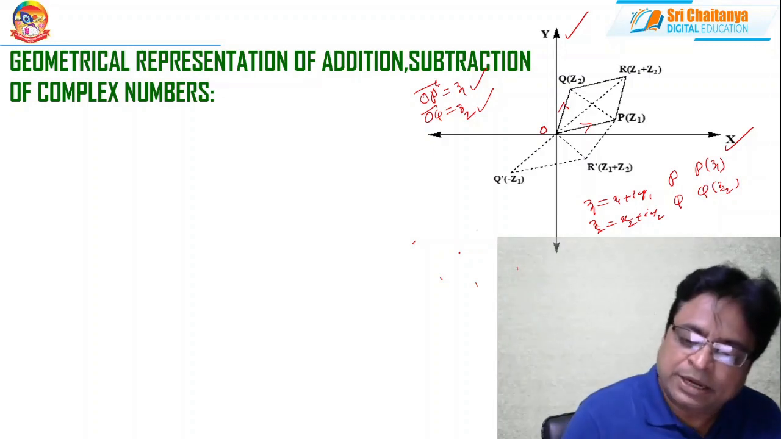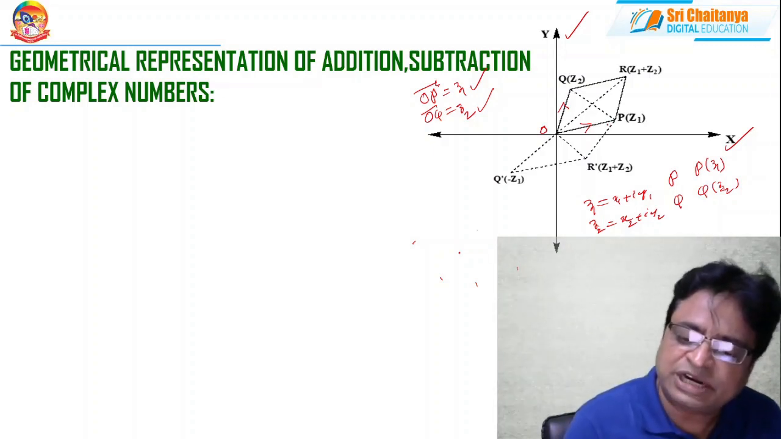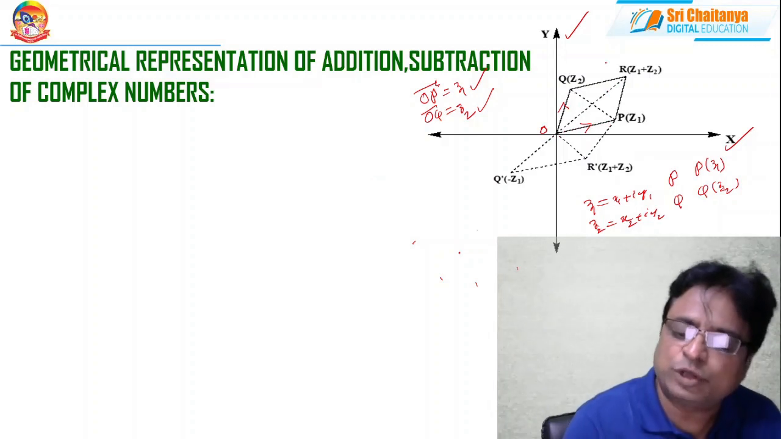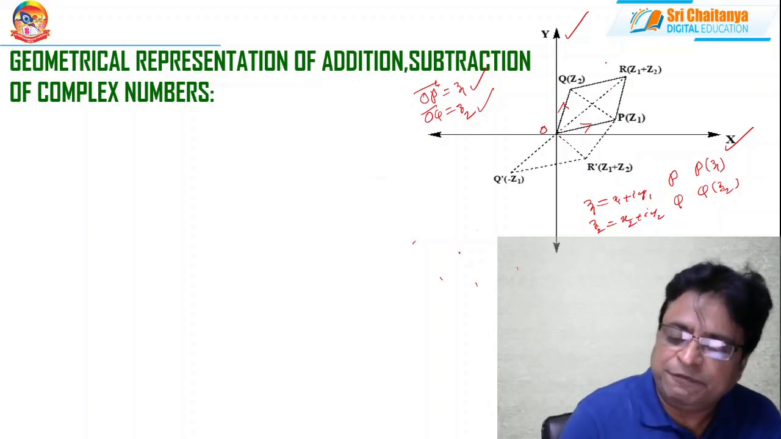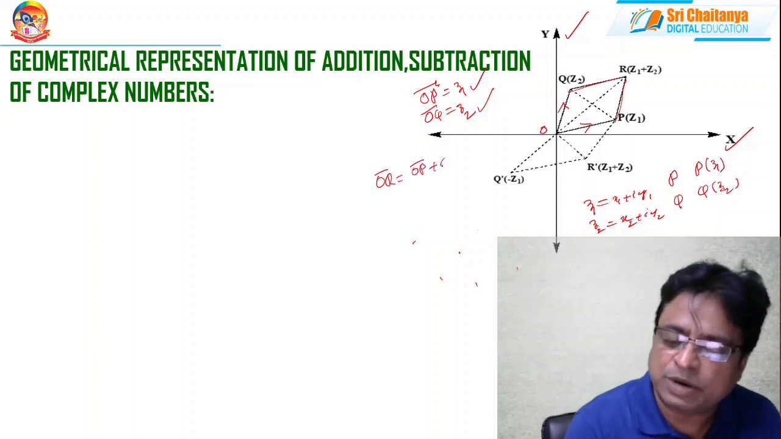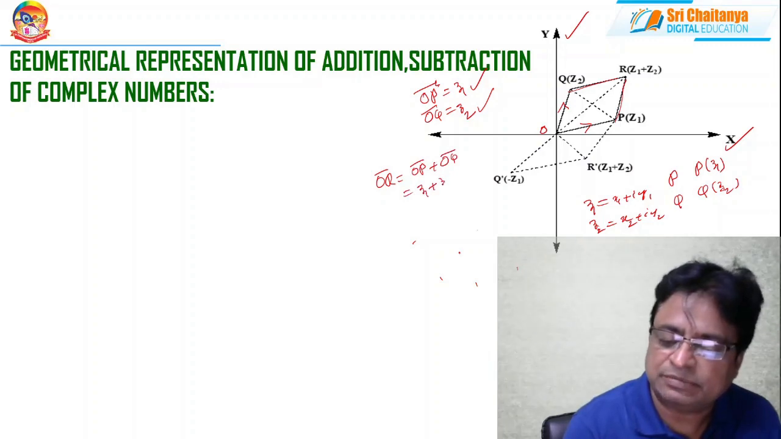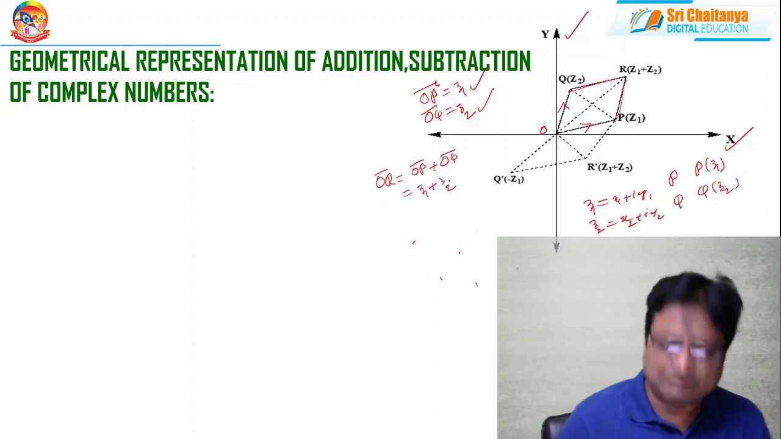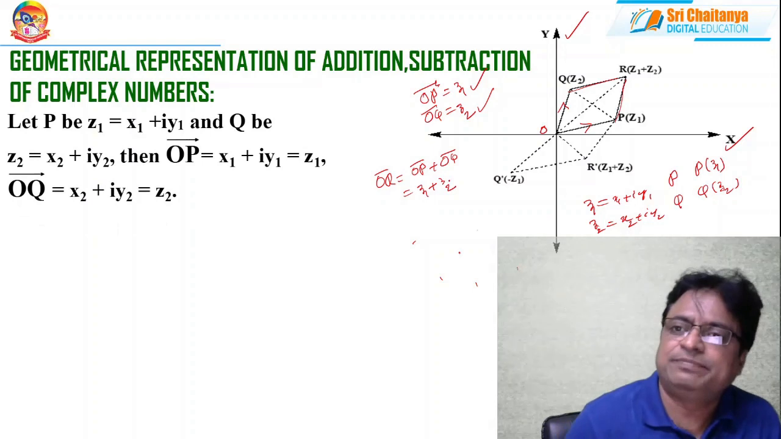Now, what is z1 plus z2? That is OP bar plus OQ bar. If you complete the parallelogram, then OR bar, which is the resultant of OP bar plus OQ bar, is nothing but z1 plus z2. I will explain that very clearly.